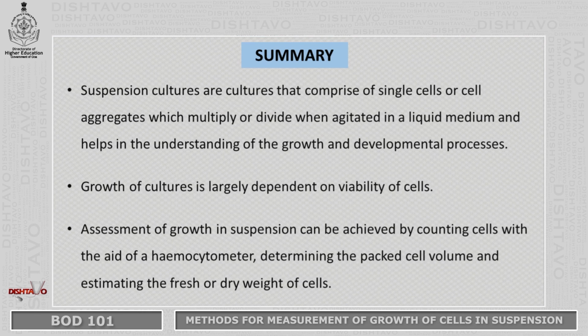To summarize, suspension cultures are nothing but cultures that comprise single cells or cell aggregates which multiply or divide when agitated in a liquid medium, and it helps in understanding the growth and developmental processes. Growth of cultures is largely dependent on the viability of cells. Assessment of growth in suspension can be achieved by counting cells with the aid of a hemocytometer, determining the packed cell volume, and estimating the fresh and dry weight of cells from suspension culture.